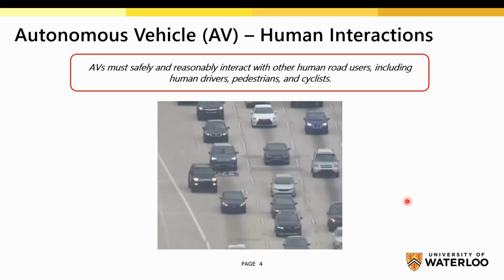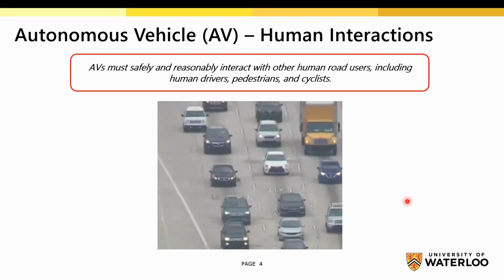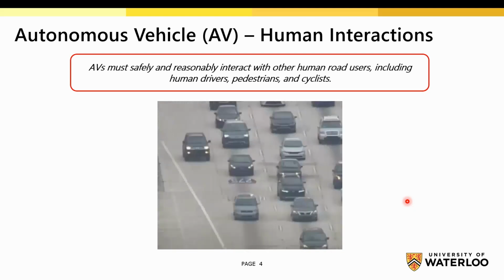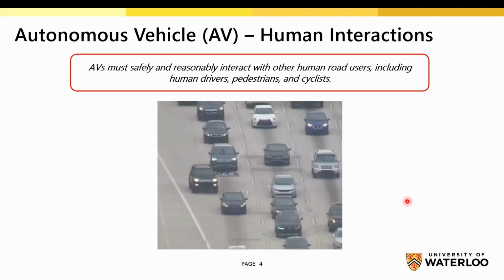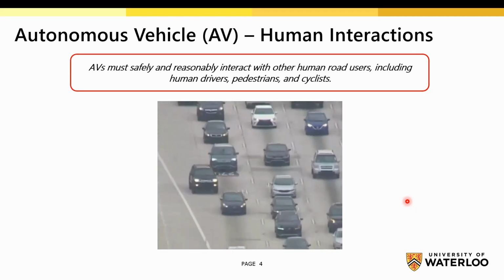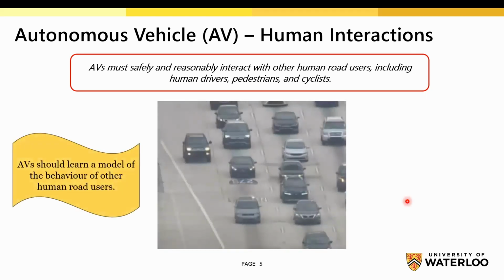Part of the reason why humans can perform these complex maneuvers in congested traffic is because we have this model of the behavior of other road users, which we use all the time when we're driving. I would argue that for autonomous vehicles to safely and reasonably interact with other human road users, they also should have some model of the behavior of other human road users. This task of learning this model of the behavior of other human road users is exactly the task of motion prediction, which is what I study in this thesis.